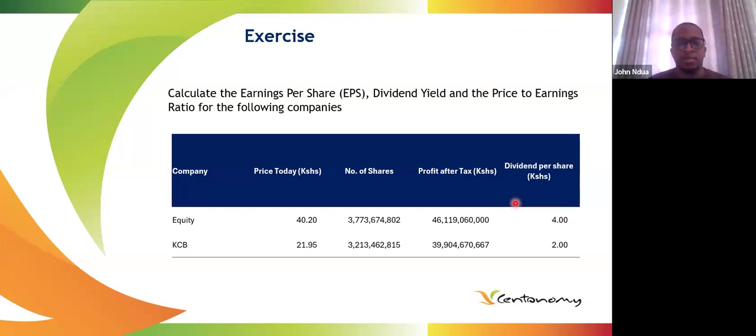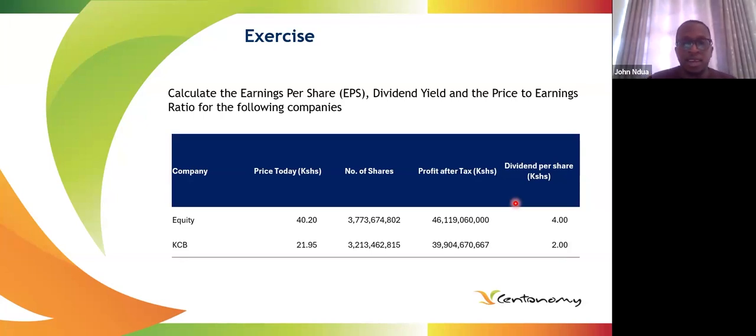Number of shares. Equity has 3.7 billion shares. KCB has 3.2 billion shares. You get that data from the annual report or the financial statements of the company. Profit after tax. Equity 46.1 billion, KCB 39.9 billion. Where do you get the data? From the annual statements or the financial statements. Dividend per share. Equity was paying 4 shillings per share, and KCB 2 shillings per share. You get the dividend per share.